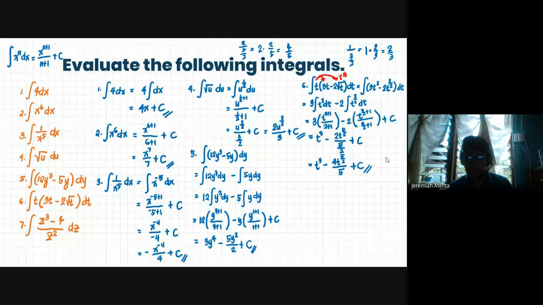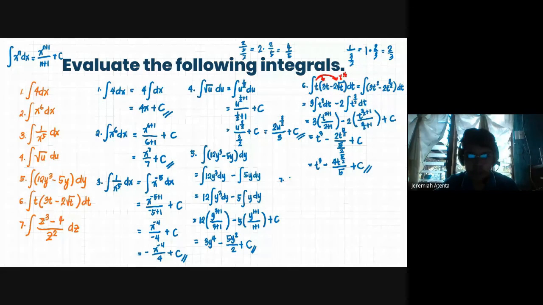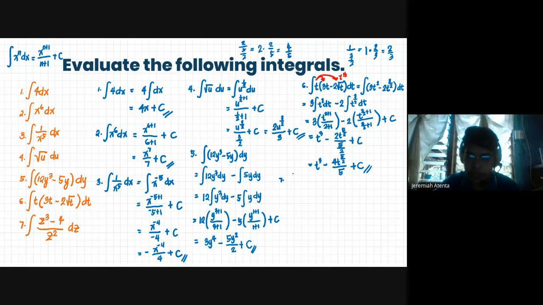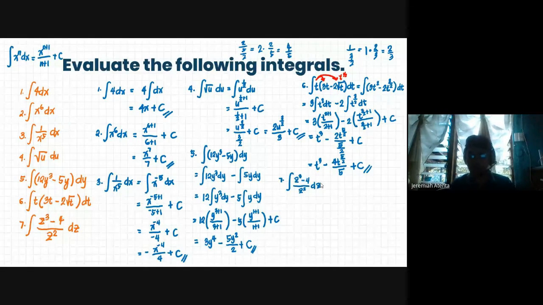2, 4, 6, 8, 10, 11, 12. Ayan. Now, let's have number 7. Last number. Kaya pa ba ng space? Kaya yan. You have integral of z cubed minus 4 z squared dz. Now, you try this on your own, then you type your answer in the comment section. I will give you 5 minutes again. Go.